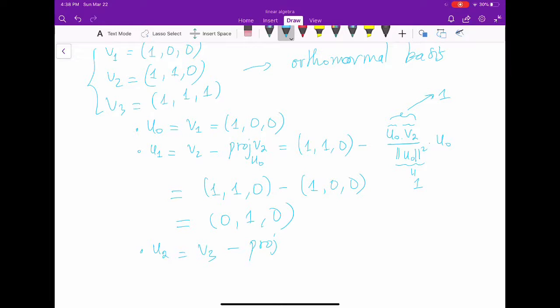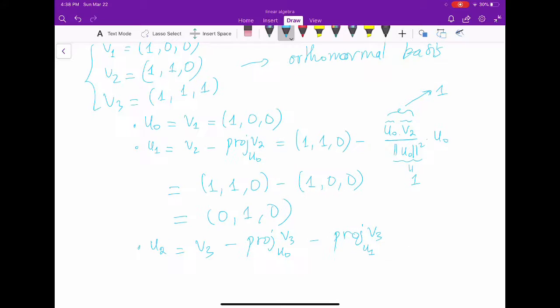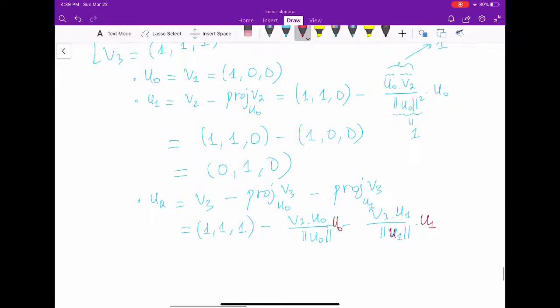Okay, so now I will have another vector U2 equal to the last vector, V3, subtract the orthogonal projection of V3 onto U0, minus the orthogonal projection of V3 onto U1, and we just need to find them, right? V3 is 1, 1, 1. The orthogonal projection of V3 on U1 is V3 dot U1 divided by the norm of U1. Oh, here I think I mixed U0 and U1 in here.